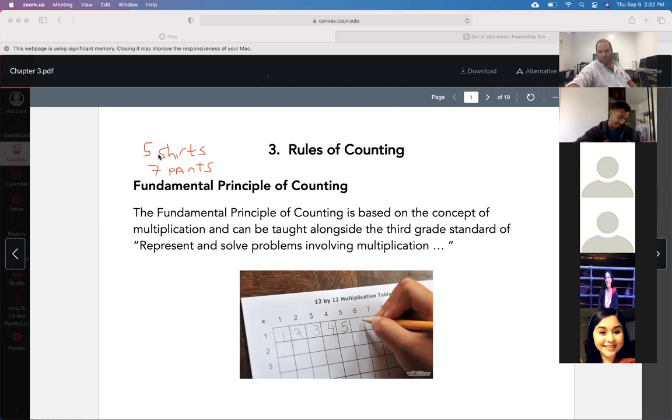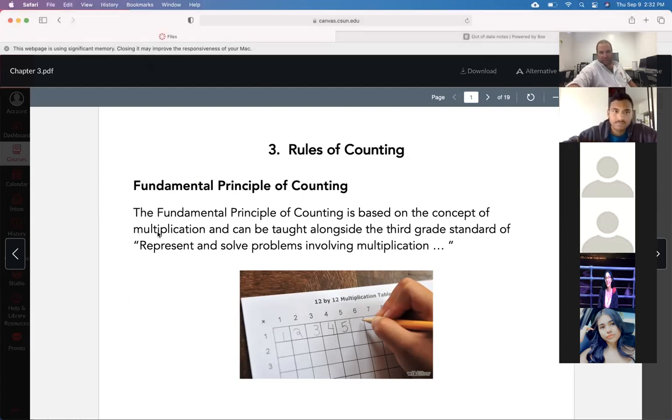Suppose you have 5 shirts and 7 pants. How many different outfits are there? 35. So there's 35. Some people say 12, which is wrong. It's not 12. You don't add shirts and pants, you multiply, because essentially you're making 2 choices. You first choose which shirt you want to wear, and you have 5 choices. And then for each one of those 5 choices, you have 7 options for which pants you want to wear. So this is the fundamental principle of counting. It's based upon multiplication.